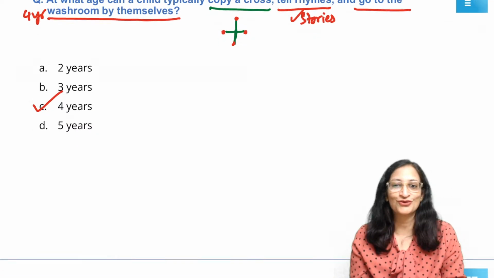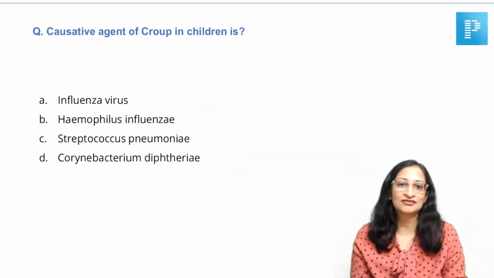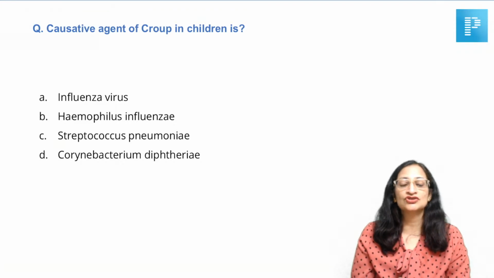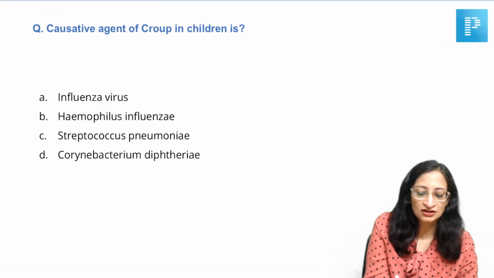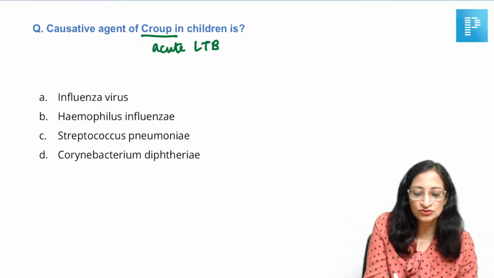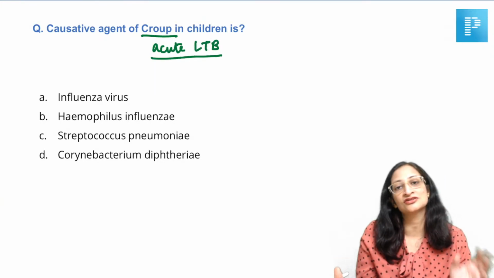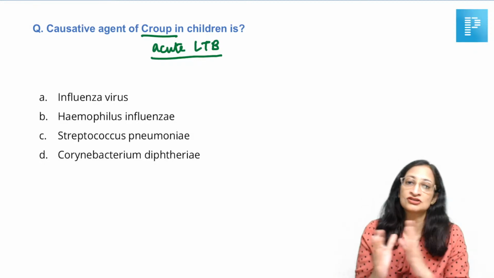Again, a pretty straightforward question. I'm sure you must have done it correctly. Now, causative agent of croup in children. There was a question. So croup we all know is what? It is acute laryngotracheobronchitis. And it is a viral illness. We have, in detail discussed croup and acute epiglottitis so many times.